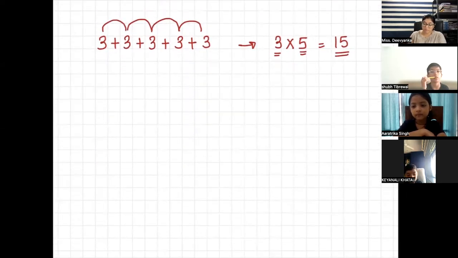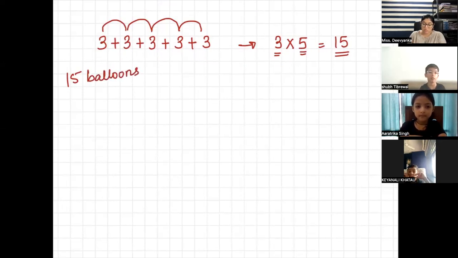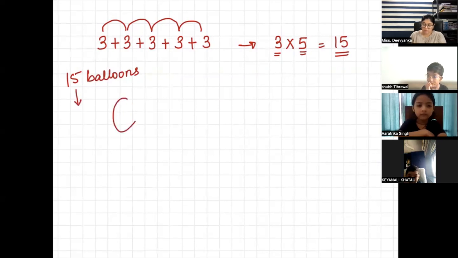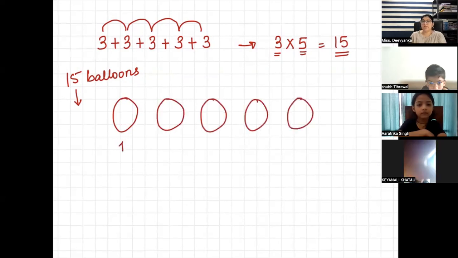Okay, now, what are we doing here? Let's say I had 15 balloons. Okay, I had how many balloons? 15 balloons. And I wanted to distribute them to 5 students. Okay, so let's consider these circles are my 5 students. 1, 2, 3, 4, 5. This is student 1, student 2.